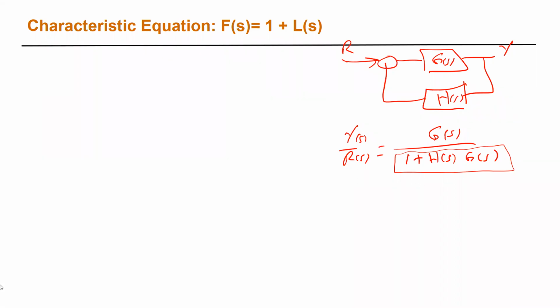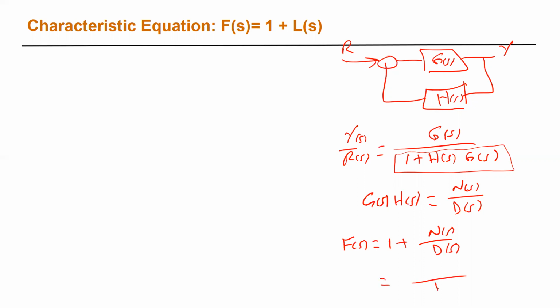Okay, now let me also suppose the open loop system, which is G of S, H of S. This is the open loop system. Let me put them as numerator and denominator. So the characteristic equation, F of S equals 1 plus N of S over D of S, which is equal to D of S plus N of S over D of S.